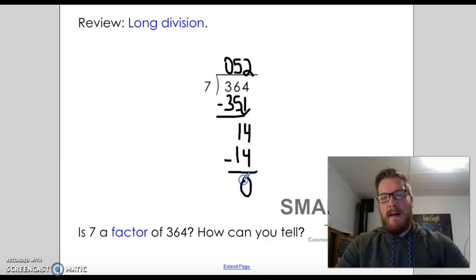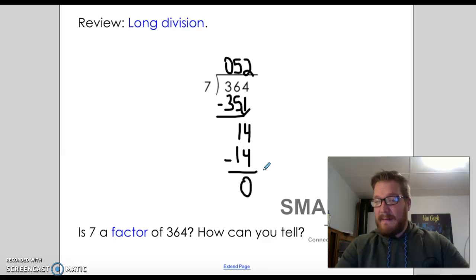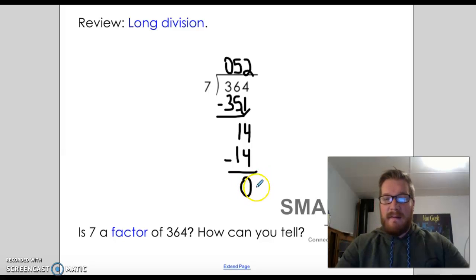So then the question at the bottom is, is 7 a factor of 364? Yes is the answer. How can we tell? Because there's a remainder of 0. When there's a remainder of 0, then this number, in this case the 7, is a factor.